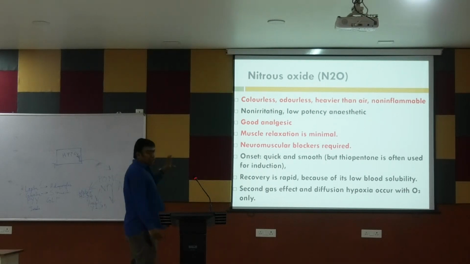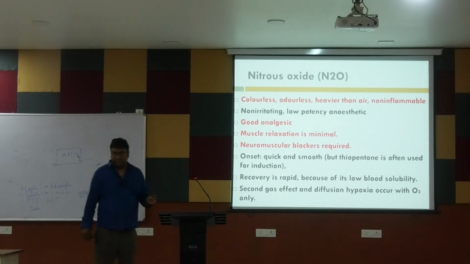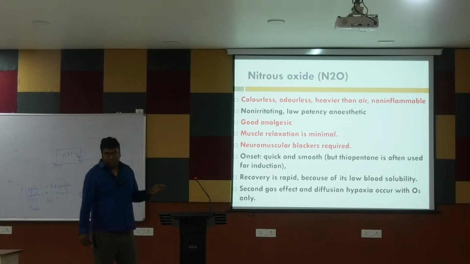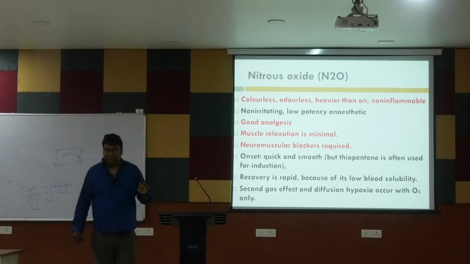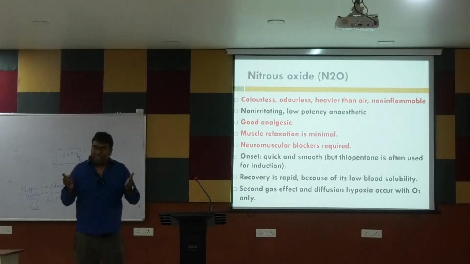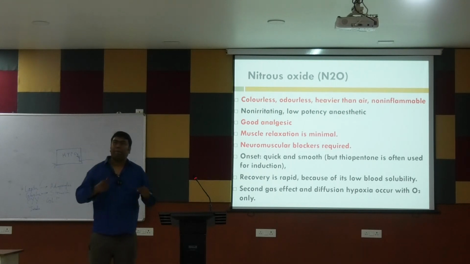First one is nitrous oxide. It is a colorless, odorless, non-inflammable, non-irritant agent. These are the physical properties. It has a very good analgesic property, but it has very minimal muscle relaxant effect. Analgesia means it relieves pain but does not relax muscle. So what will happen? We should add a muscle relaxant.